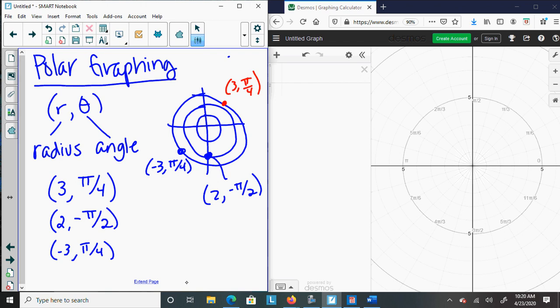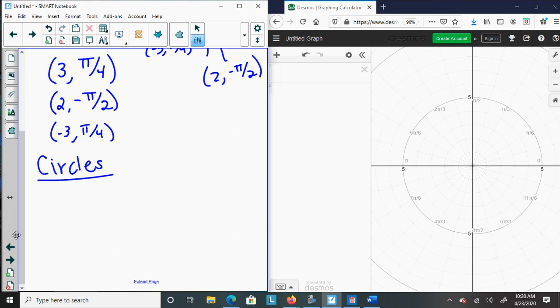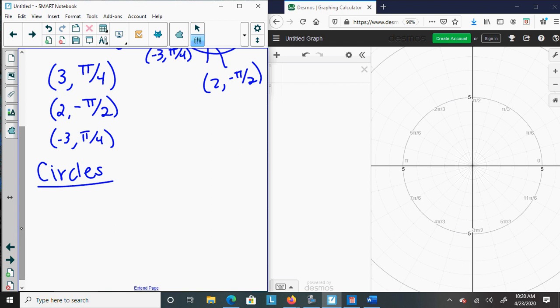Okay, so now we're going to go through. We'll start with circles. Those are fun to do. So before, your equation for a circle was, remember, x squared plus y squared is equal to r squared. But now we can just think about radius and our angle measure theta.